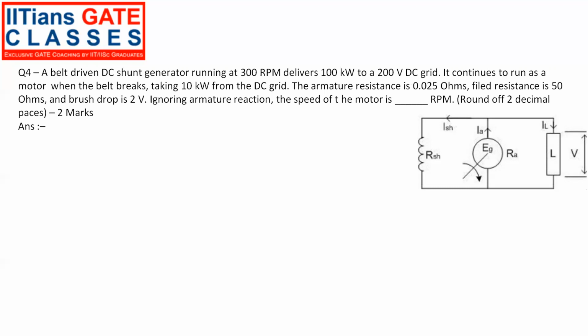So here we have two operations. One is a generator operation, the other one is a motor operation. So in general, for a DC machine, the induced voltage can be given as E = φZN/60 × P/A. Now, first of all, let's take the generator operation.